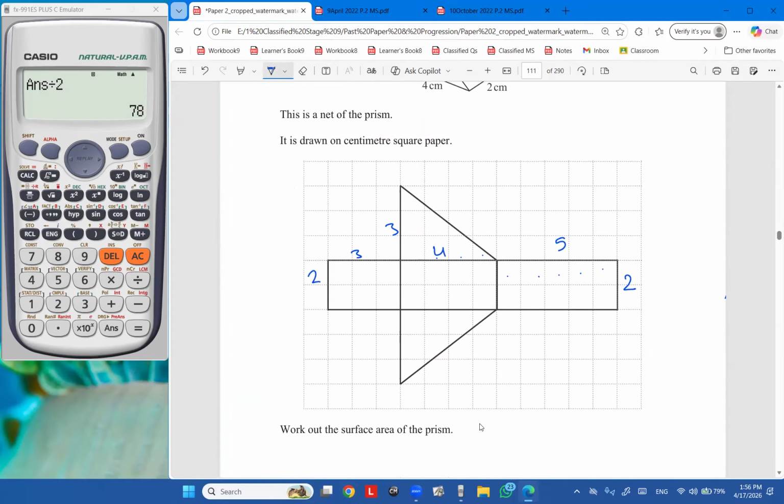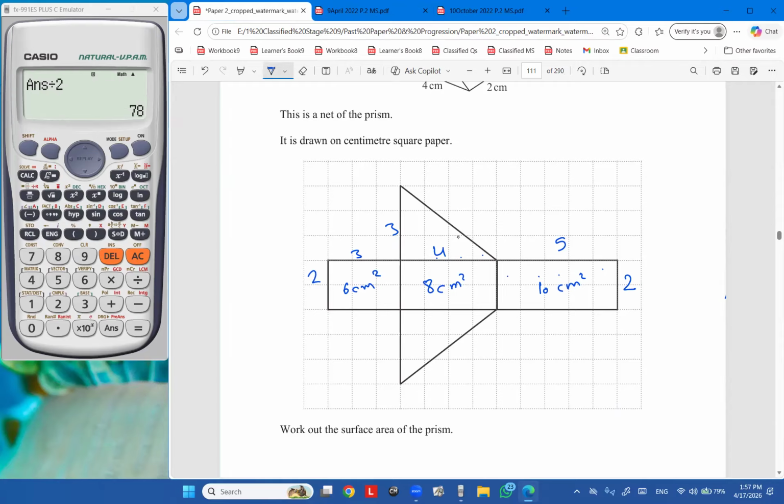The surface area. So let's find the area of this rectangle first, which is 10 centimeters squared. And the other rectangle over here, which is 4 by 2, right? Which is 8 centimeters squared. And this one is 2 by 3, which is 6 centimeters squared. And what about the two triangles?